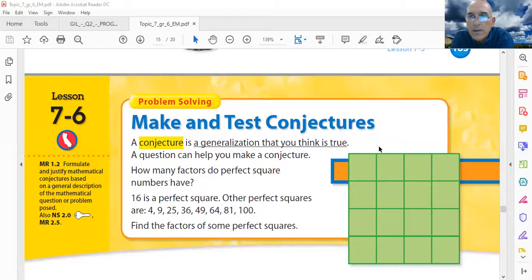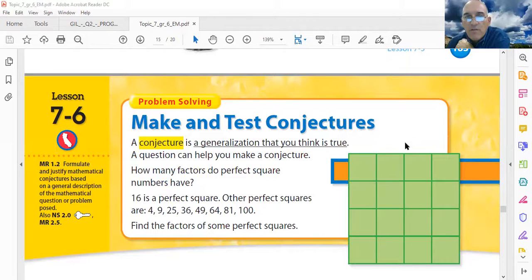Hello, boys and girls. We are in math, topic 5, lesson 7. I am on page 136 in your math book. Here's what we are doing: we're making and testing conjectures.